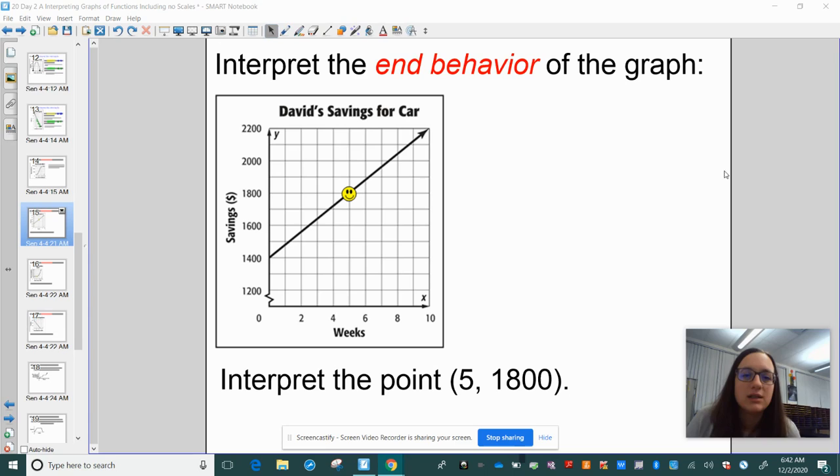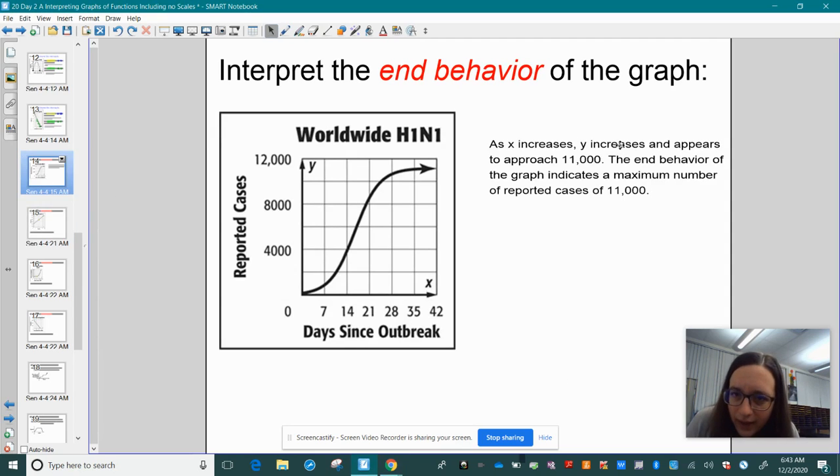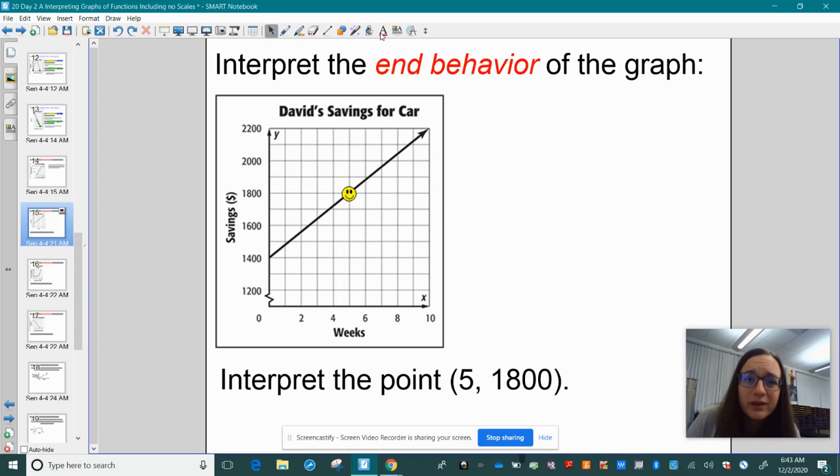So if we look at this here, David is saving for a car. And we can look at where it starts, right? Like that golf ball, our y-intercept is here. David started with $1,400 in his bank account to save for this car. So that's where we started. And then notice it's consistently going up and up over the weeks. If we're looking at how they interact, we don't approach anything. We just keep going, really.